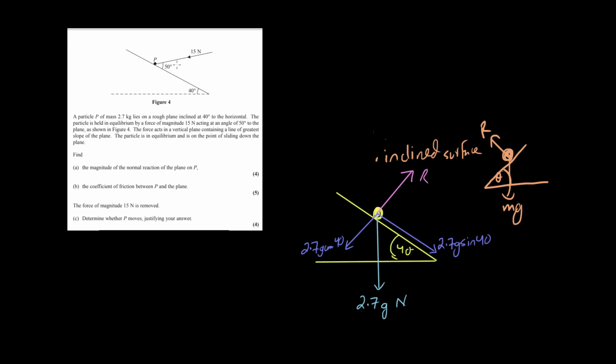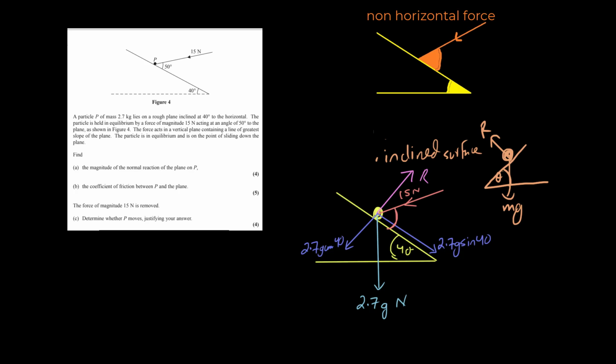Now they have a particular force. This is not horizontal. It looks horizontal, but it is 10° more. This is 50°. So this is a horizontal force. Let me give this force over here. This force is 15 Newton, and it makes an angle over here of 50 degrees.